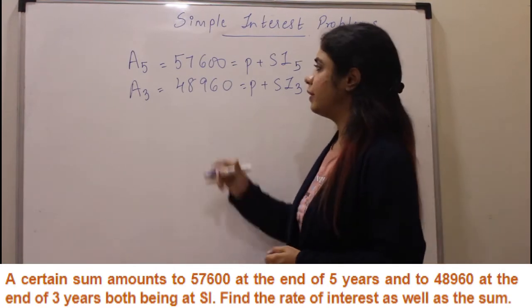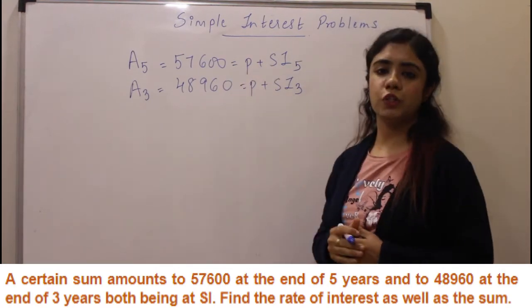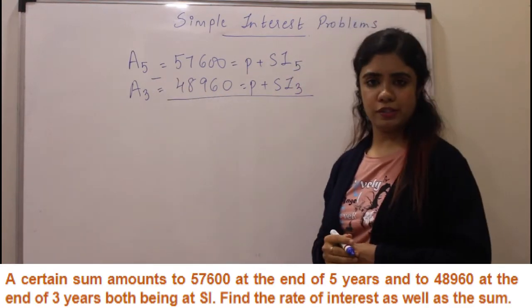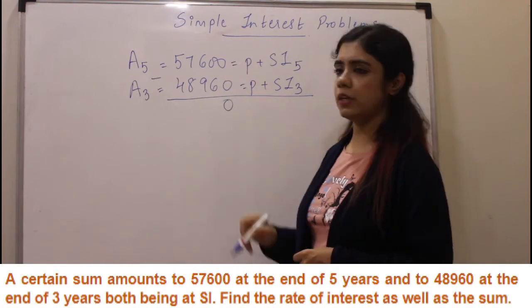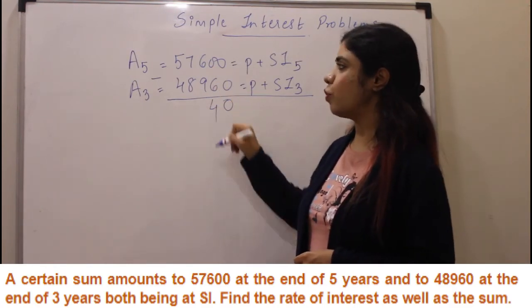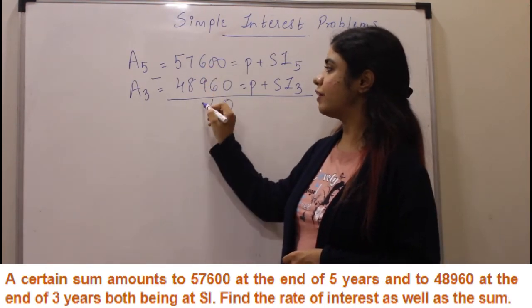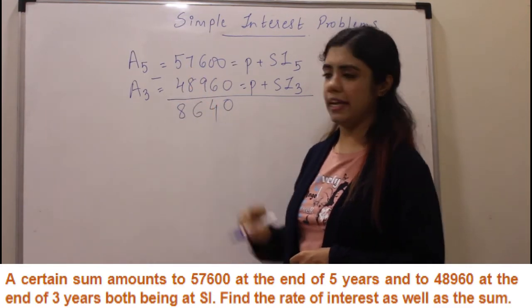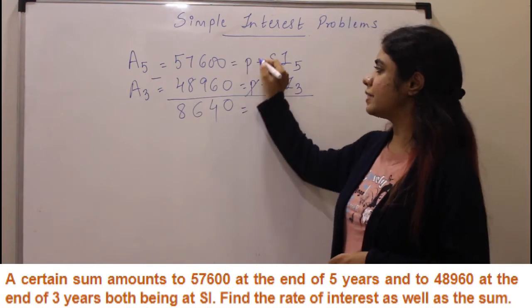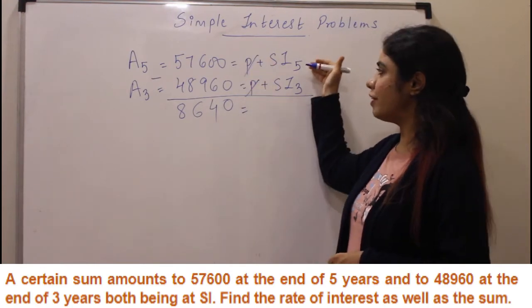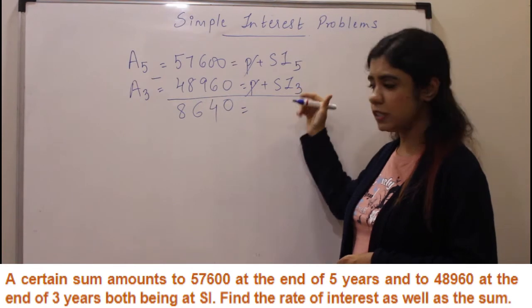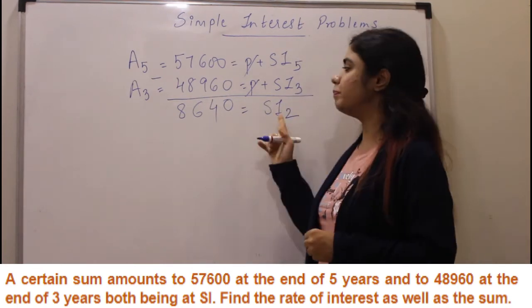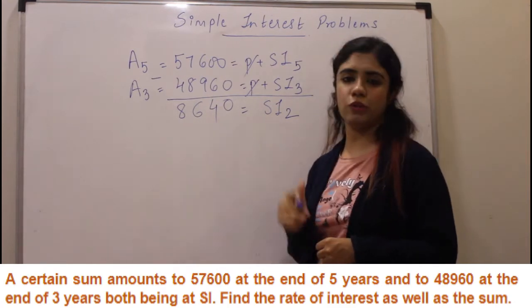Now let's understand. देखो, मेरे को 2 simple equations मिला है. मैं क्या करूँगी? I will subtract these 2 equations. तो क्या हो जाएगा? This will be 0. 10 minus 6 is 4. 15 minus 9 will be 6. This will become 16 minus 8 is 8. ठीक है? PP cancel हो जाएगा. Simple interest for 5 years minus simple interest for 3 years will give you simple interest for 2 years. तो 2 साल का simple interest हमको मिला है 8640.